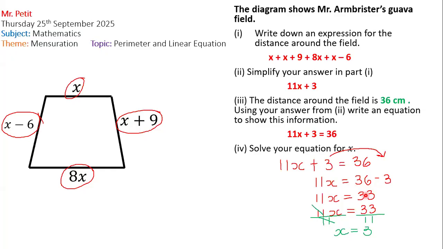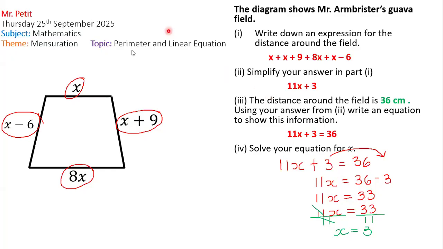Once the plus 3 and minus 3 make 0, you just put the 11x back. 11x equals 33. You divide it by 11, then you get the same answer. Yeah, the same thing.